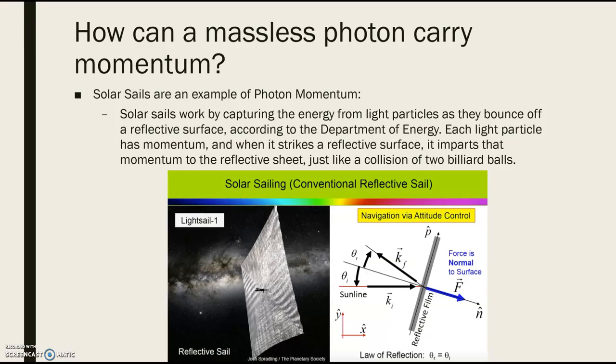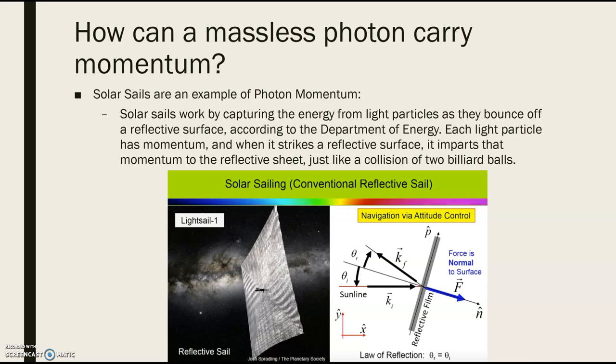How can a massless photon carry momentum? An example or an application that we can see in everyday life, or at least in the science aspect of life, is through solar sails. And solar sails are an example of photon momentum just because solar sails work by capturing the energy that light particles have as they bounce off of a very reflective surface. And each light particle, as it's hitting that reflective surface, it actually has momentum.